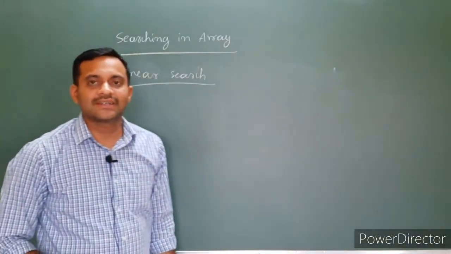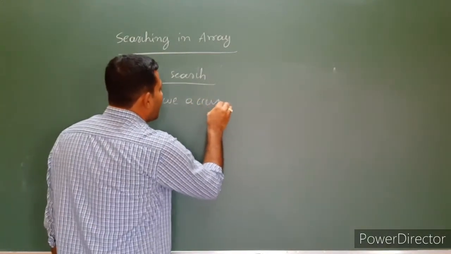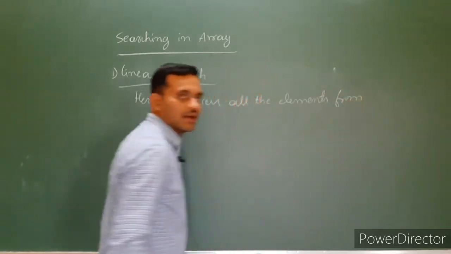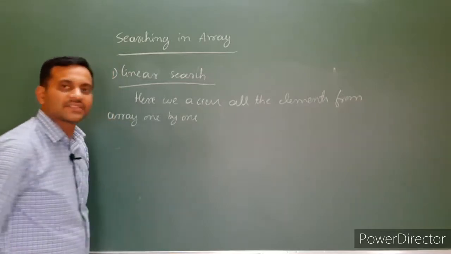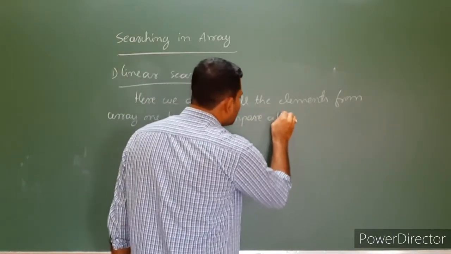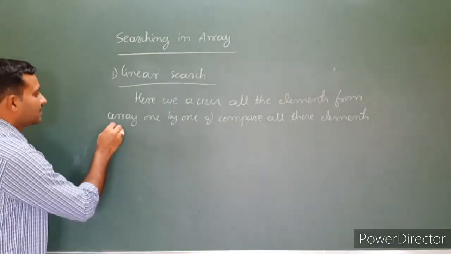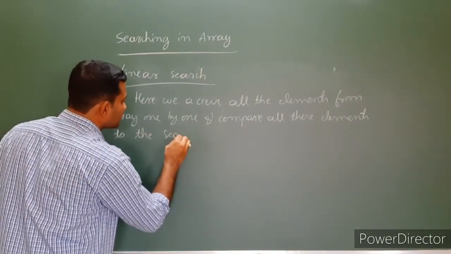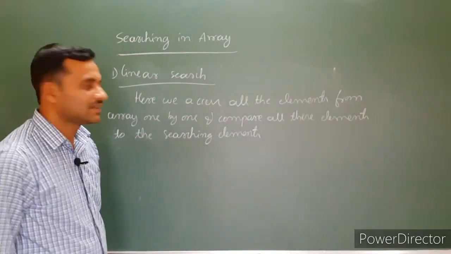In a linear search, also called sequential search, we have to access all the elements from the array one by one and compare all these elements to the searching element. That is the technique in linear search.